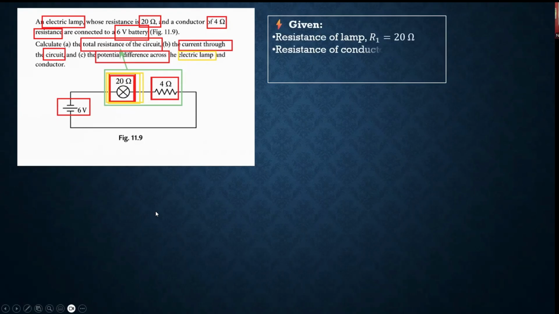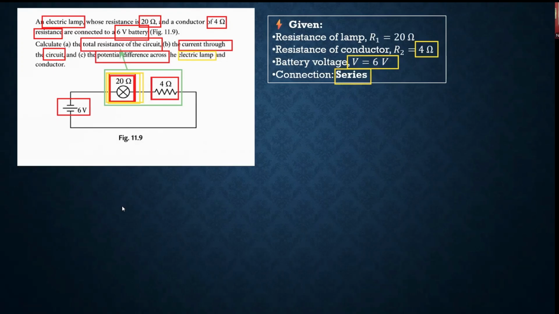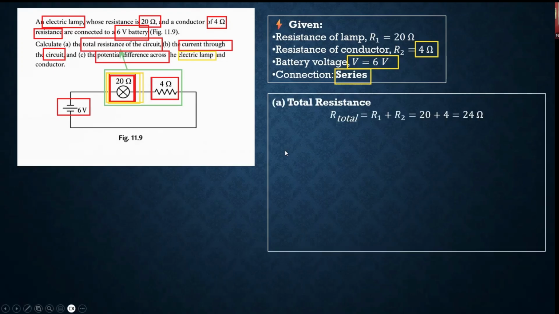So, given: the resistance of the lamp is 20 ohm, the conductor is 4 ohms, voltage is 6 volts, and the connection is a series connection. Then the total resistance is 20 plus 4, which gives you the total resistance.